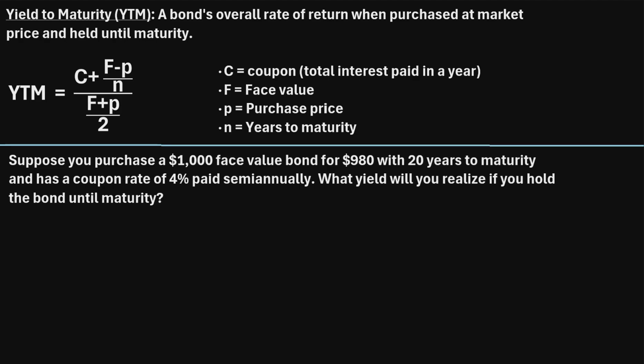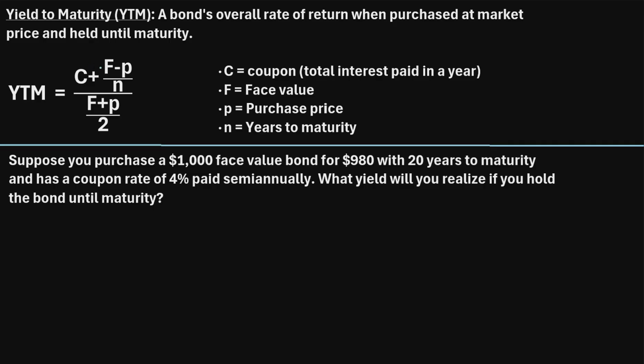In this video, I will explain how to calculate the yield to maturity of a bond. So let's start with the definition. The yield to maturity, or often abbreviated YTM, is a bond's overall rate of return when purchased at market price and held until maturity. Now, the formula to calculate the yield to maturity is this formula right here.